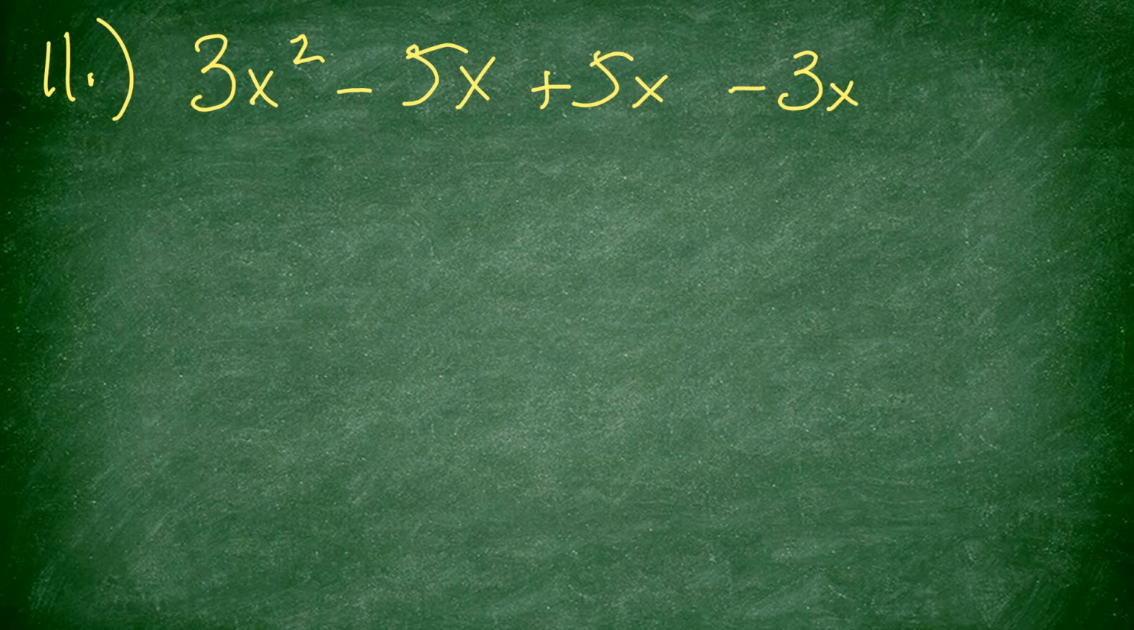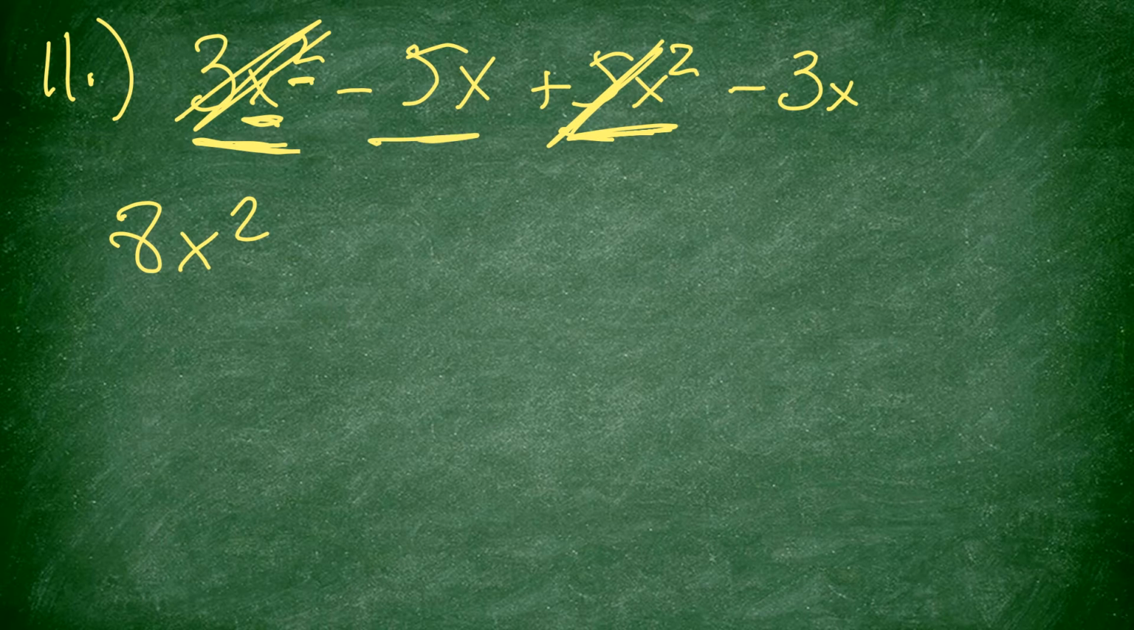All right, number 11, really simple. Remember, it has to be the same variable to the same exponent. So 3x squared is only a like term with 5x squared. They are not like terms. The little 2 does nothing to the 3. It's only attached to the x. So 3x squared plus 5x squared is 8x squared. Cross them off. Minus 5x minus 3x is minus 8x.